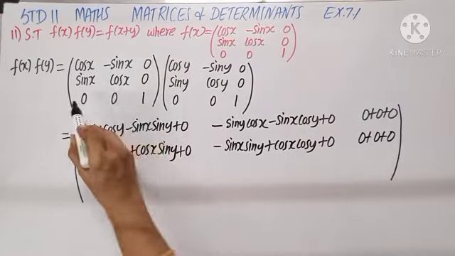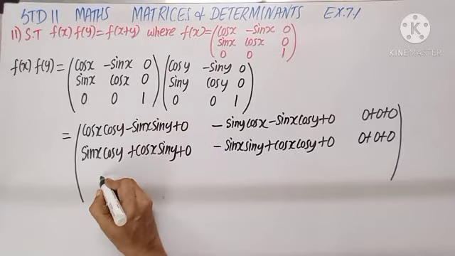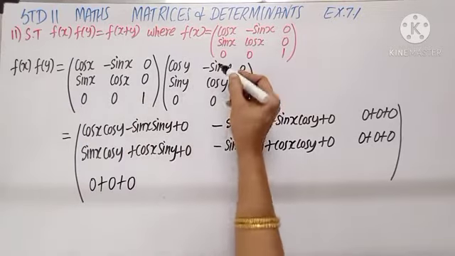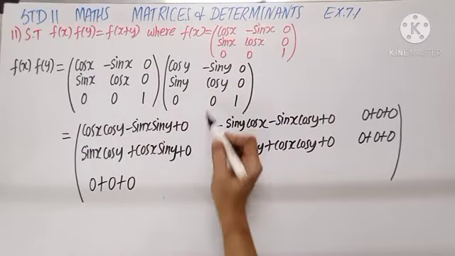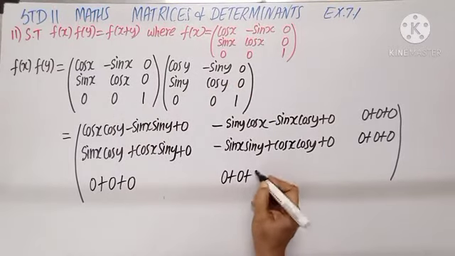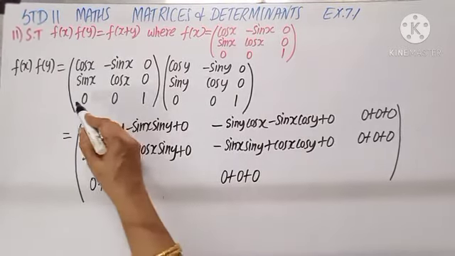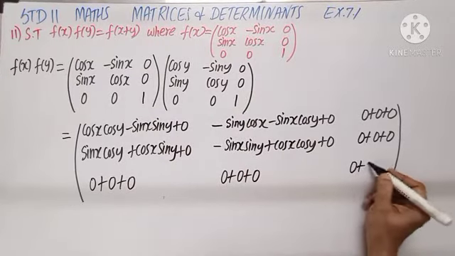Third row by first column: 0 into 0, 0 into 0, 0 into 1. So here again 0. Third row by second column: 0 into 0, 0 into 0, 1 into 0. So all the entries are 0. Again, third row by third column: 0 into 0, 0 into 0, 1 into 1, which is 1.